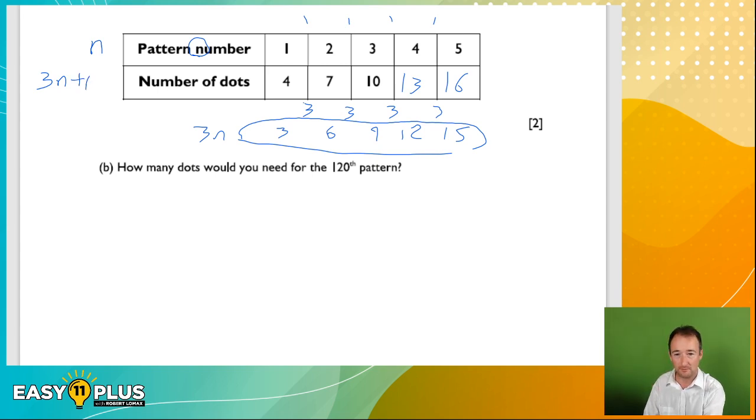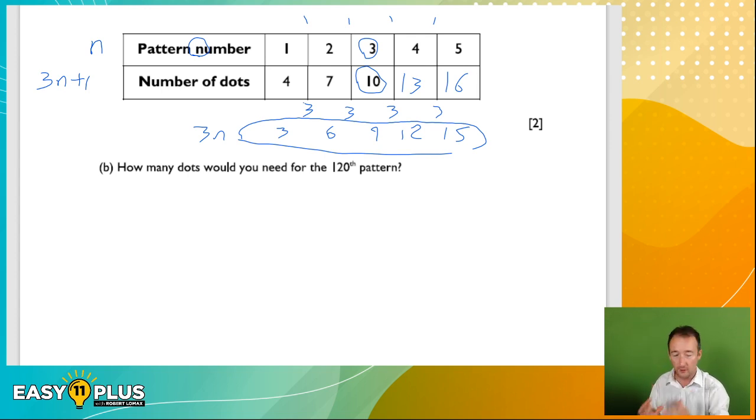3n plus 1. So that's an expression, a mathematical way of explaining an idea with letters and numbers that describes the number of dots based on the pattern number n. So for example, if the pattern number is 3, then n is 3, so 3 times 3 is 9, plus 1 is 10, and that's our number of dots here. So this expression is a really useful tool that gives us the number of dots based on any pattern number.